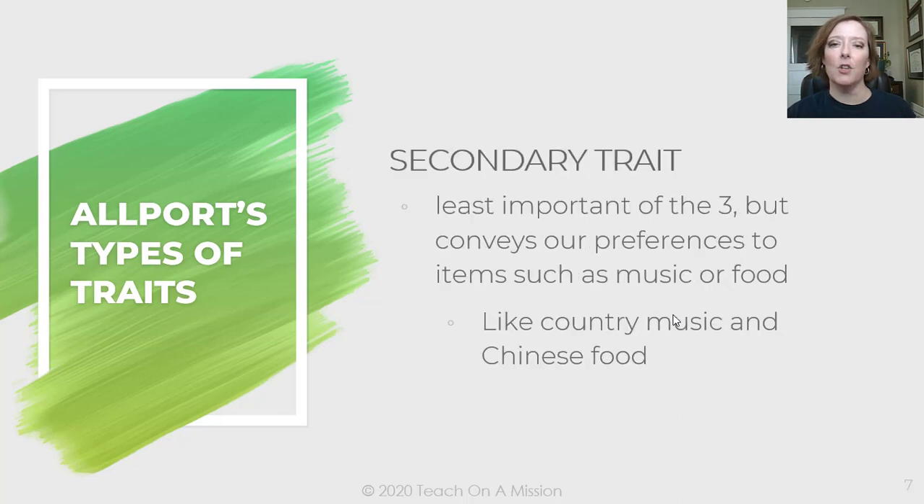And secondary traits are the least important of the three, but they convey our preferences to items such as music or food. So you like disco music, you like coffee, wait, that's me. So you like a certain type of music or a certain type of food.